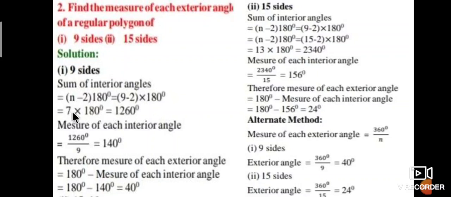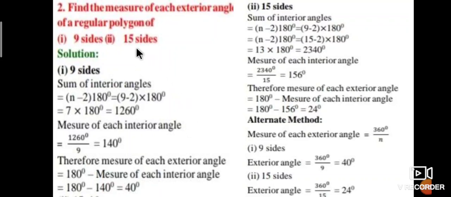9 minus 2 is 7, 7 into 180 is equal to 1260 degrees. Therefore, the measure of each interior angle is equal to 1260 degrees divided by 9. Let's divide this. 9 1s are 9, next 9 4s are 36, and the remainder is 0, so it is 140 degrees. Therefore, the measure of each exterior angle is equal to 180 minus the measure of each interior angle, that is 180 minus 140 degrees, which is equal to 40 degrees.